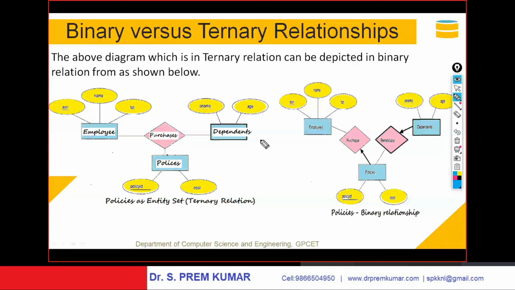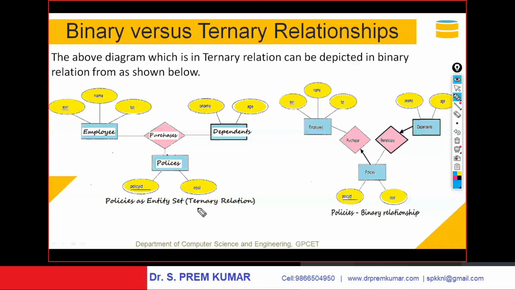Now, coming to this diagram, we depicted this diagram in a ternary relation. Employees are having dependents, and these purchased the policy amount. Of course, the dependents is a weak entity set. It doesn't have a primary key. It is depicted with a thick line. This is a ternary relation. Of course, this is right. There is nothing wrong in this.